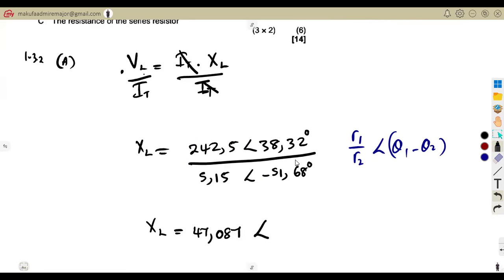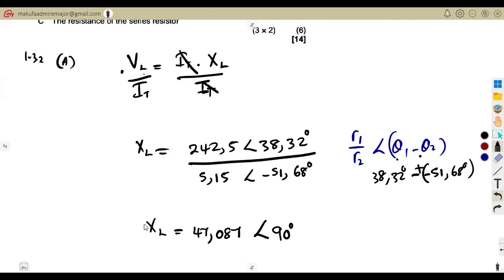So what we're going to obtain is 47.087. And the angles you subtract. Remember this, theta 1 minus theta 2. So it was going to be 38.32 minus minus 51.68. So that will be a plus there. So that is going to give you 90 degrees.